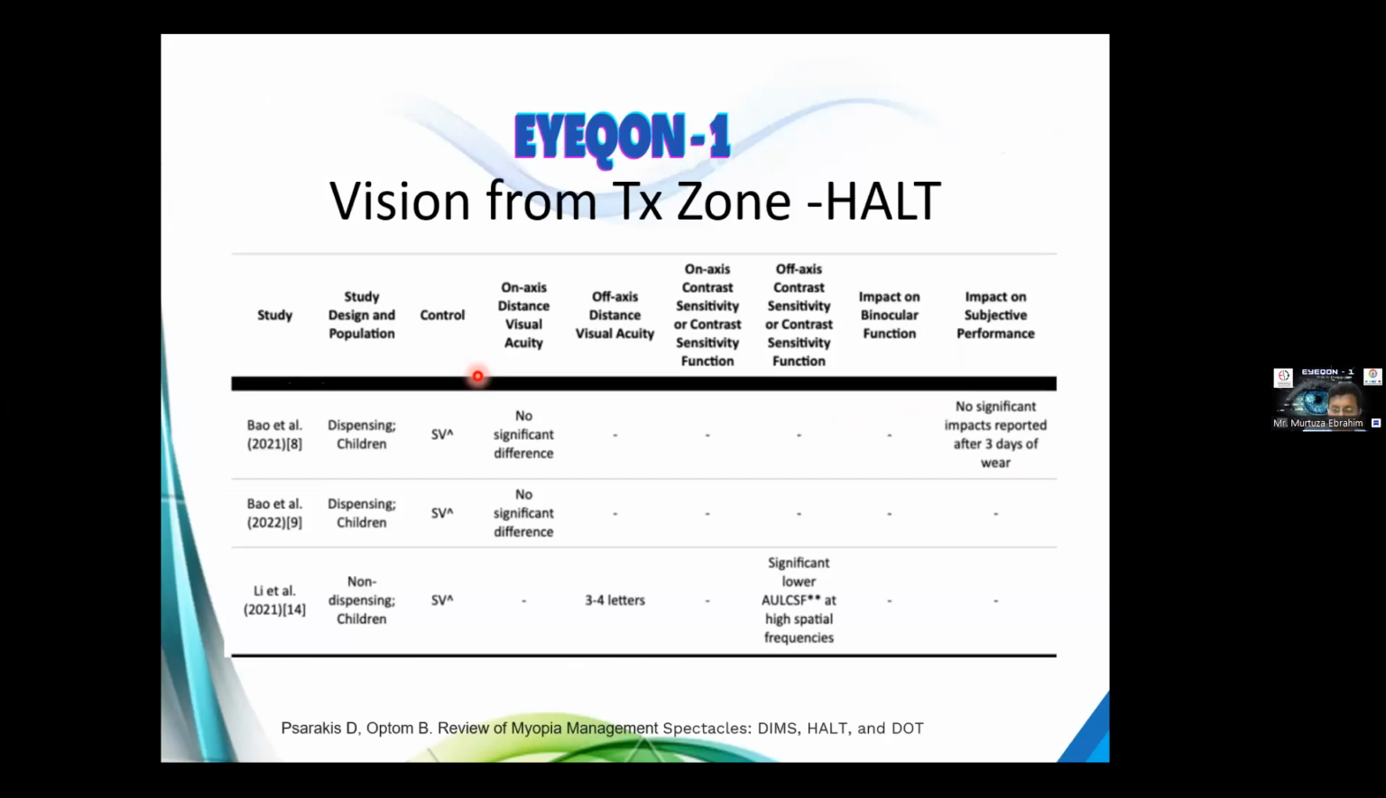Now, again, the very same study also spoke on the vision from the treatment zone. When we say on-axis distance visual acuity, no major significant difference. When we talk about off-axis, not from the center zone, but from the treatment zone, then it was 3 to 4 letters. And when we talk about the impact on contrast sensitivity, then the contrast sensitivity was slightly lesser. Now, on the impact on subjective performance, basically no significant impact was reported after 3 days of wear. So this clearly brings out that these lenses are faster in terms of adaptation.